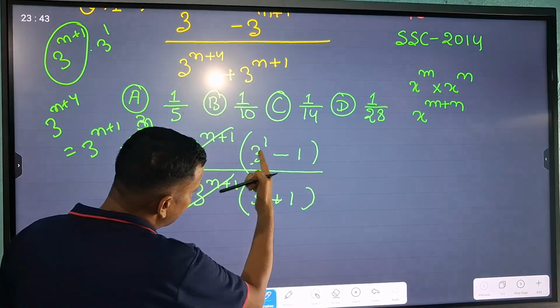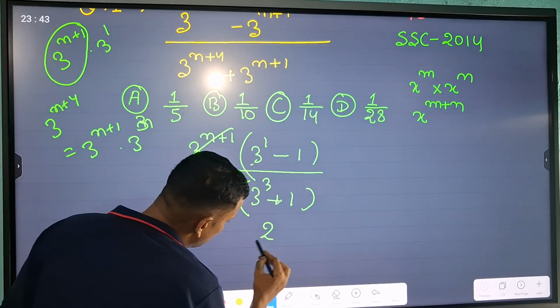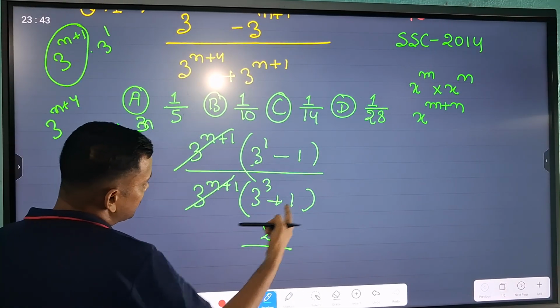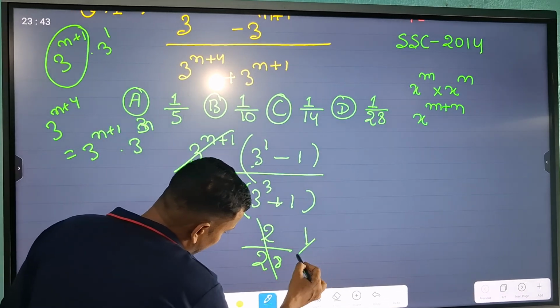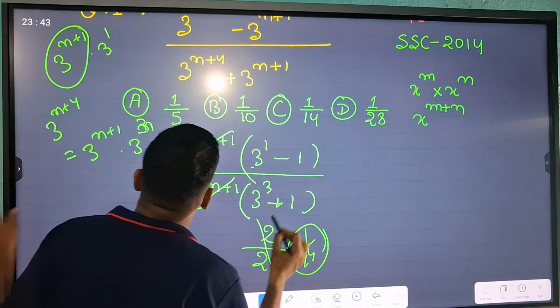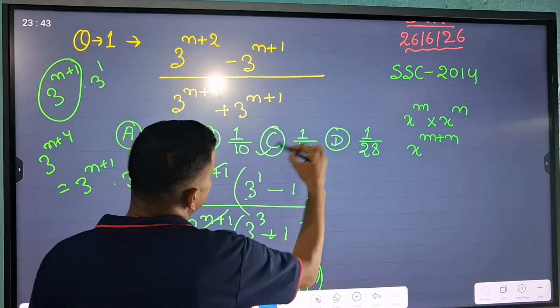Here you will get 3 to the power 1 minus 1 equals 2, divided by 3 to the power 3 plus 1, 27 plus 1, 28, and 1 by 14 will be the answer for this question, and that is option C is correct.